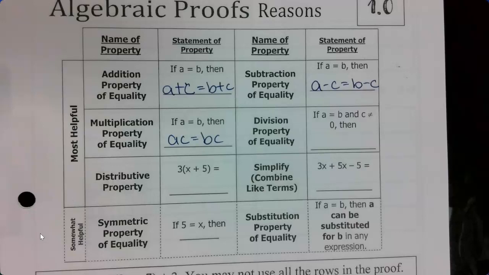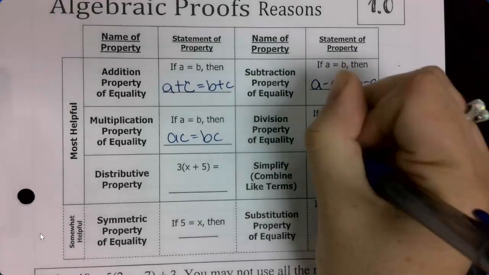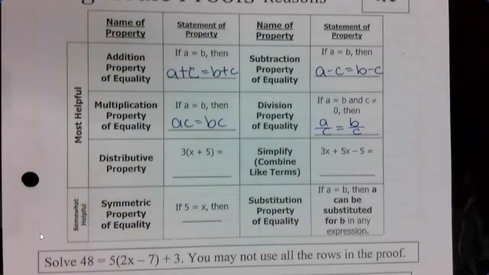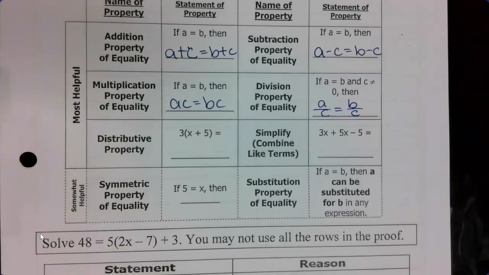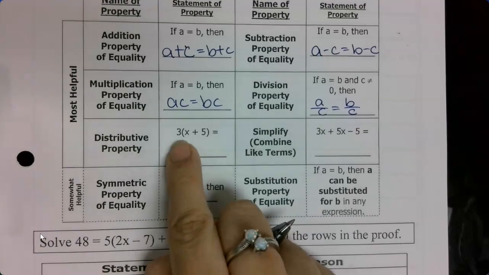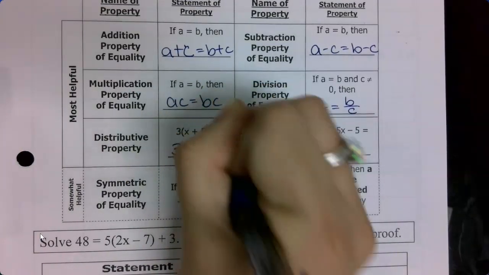I have the division property of equality, so if A equals B, and I also need to know that C can't equal 0 because I'm going to be dividing by it, then A divided by C should equal B divided by C. Okay, I have my distributive property, so I want to go ahead and distribute this. That's going to become 3x plus 15.